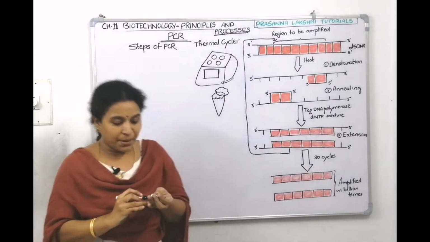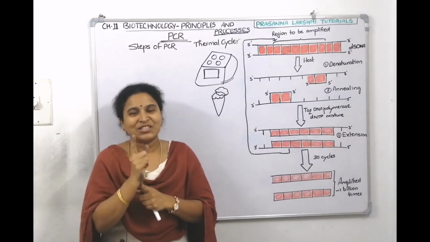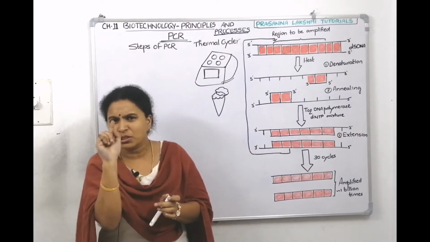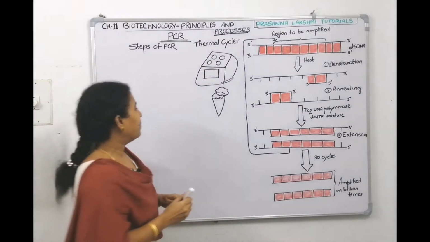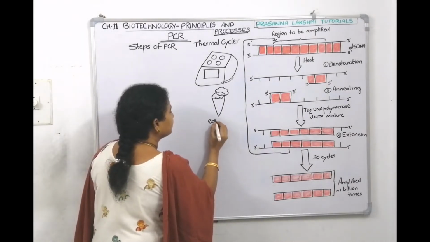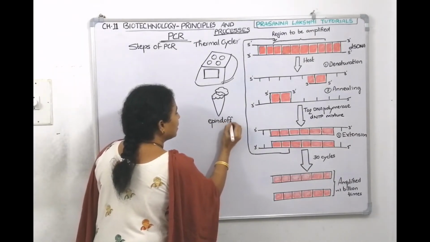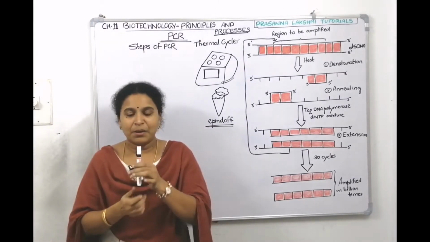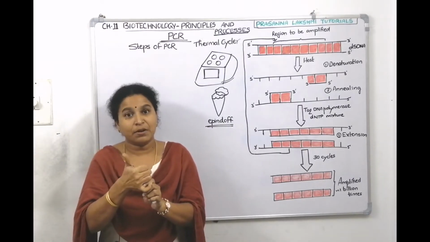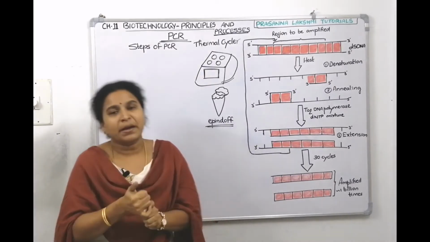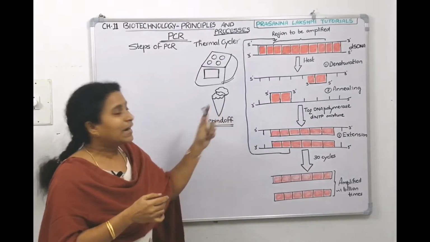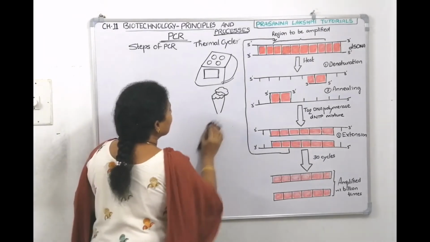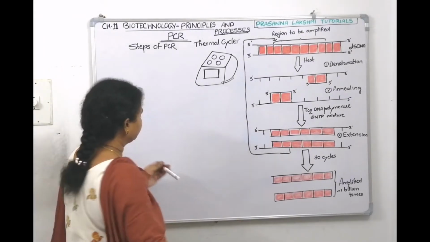If it is a big sample, we'll take it in a test tube, but DNA we will take with micropipettes. So you have small tubes, called Eppendorfs. This is a small Eppendorf which has a lid also. We'll open it like this. When you open it, what are we going to add inside this Eppendorf tube?